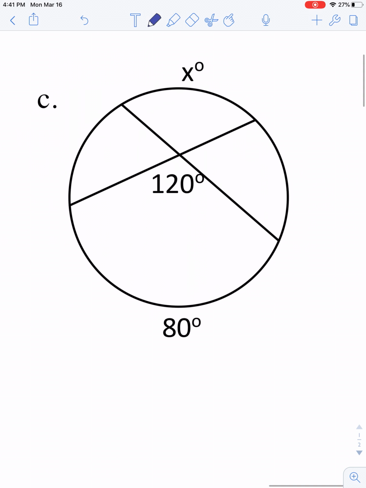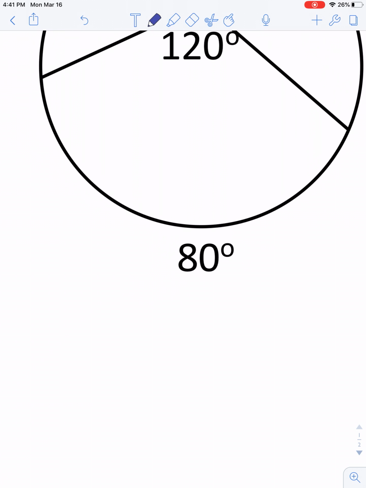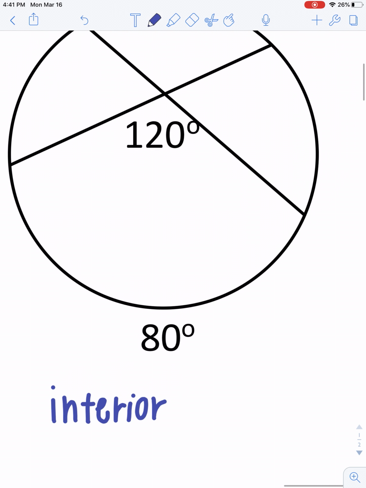Now looking at C, this one looks a little bit different. We can see that instead of intersecting on the circle, it intersects inside the circle. So that means we have an interior angle relationship. Since they intersected inside the circle, the measure of each angle is half the sum of the intercepted arcs.